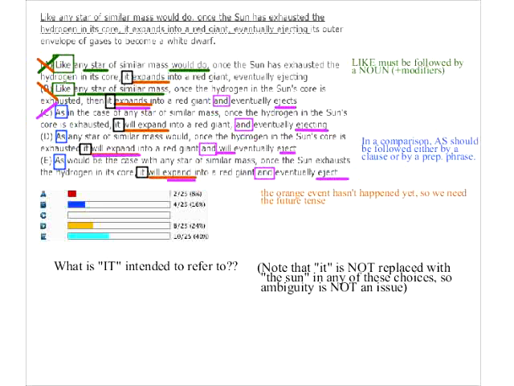Yeah, it is intended to refer to the sun. So it equals the sun. So notice that based on that, we can eliminate B, C, and D. Can anybody summarize quickly why?